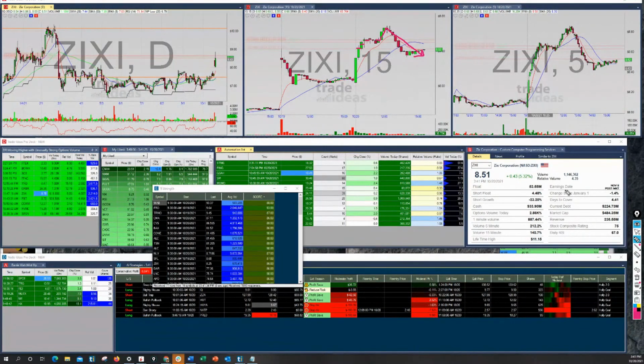So again, that whole thing about we don't buy tops, we don't buy bottoms. I didn't buy it here. I didn't sell it there. But I got a piece of the meat in the middle here, and we'll have dinner tonight. So that's how it works.